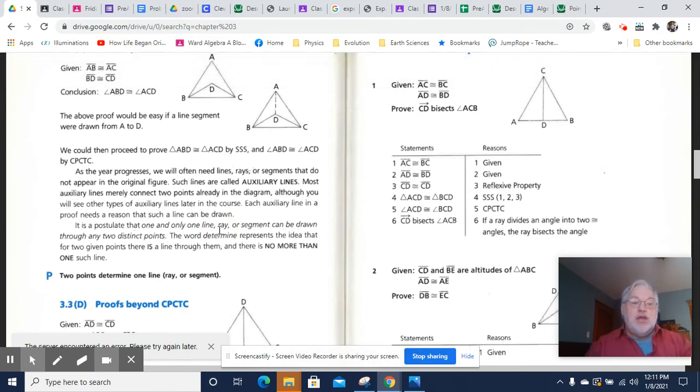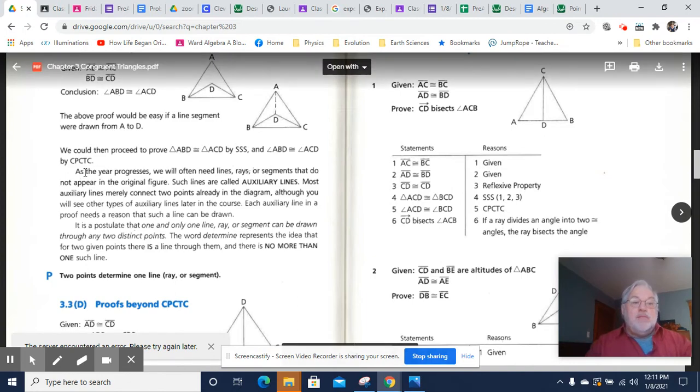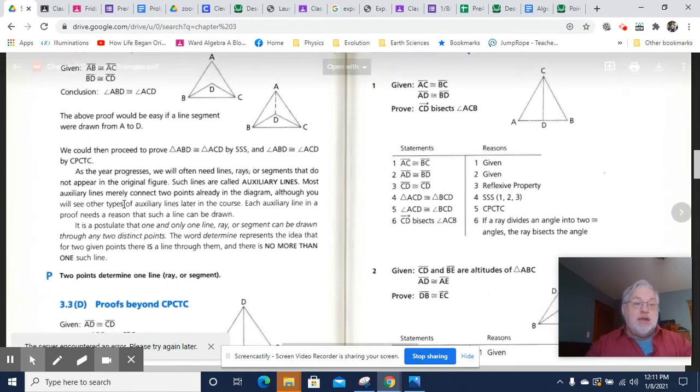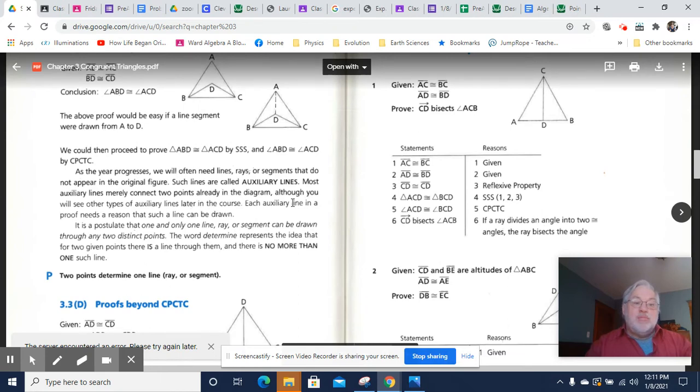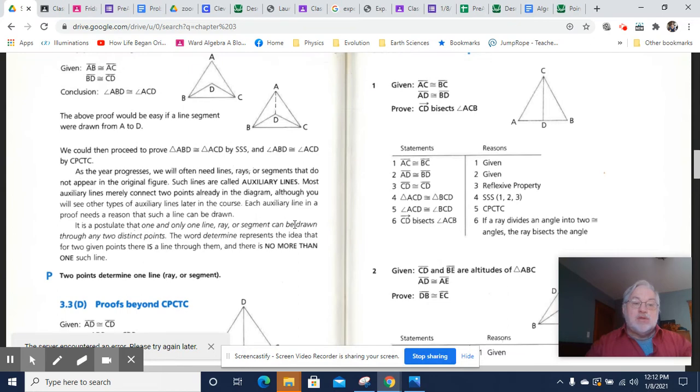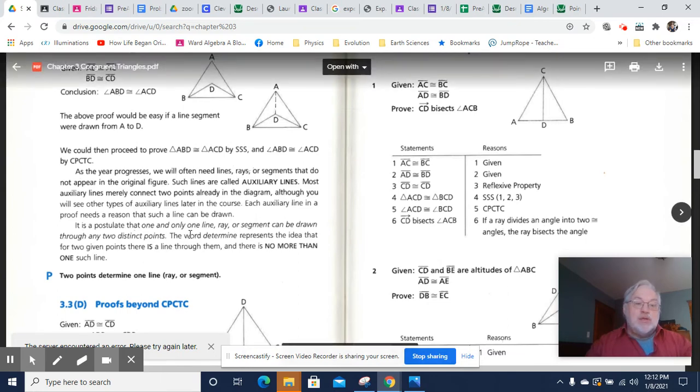There is a note here about this. As we go through, we'll often need lines, rays, and segments that do not appear in the original figure. These are called auxiliary lines. Most auxiliary lines merely connect 2 points already in the diagram, although you will see other types where you might have to draw outside. Each auxiliary line in a proof needs a reason such that the line can be drawn. It is a postulate that one and only one line, ray, or segment can be drawn through 2 distinct points.